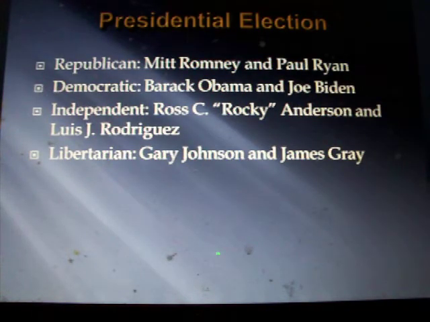The presidential election. You have several choices in Connecticut. For the Republican Party, you have Mitt Romney and Paul Ryan. For the Democratic Party, you have Barack Obama and Joe Biden. You actually have a choice for an independent candidate, Ross C. Rocky Anderson and Louis J. Rodriguez, and also the Libertarian Party with Gary Johnson and James Gray. I'm trying to keep this impartial, but just as a side note, I'm voting for Gary Johnson.